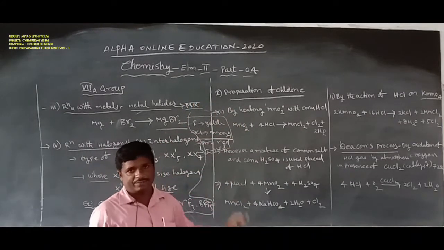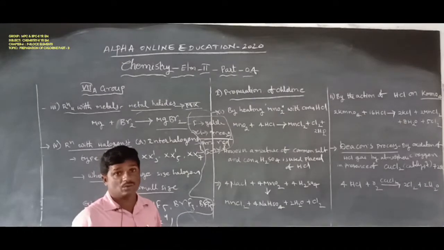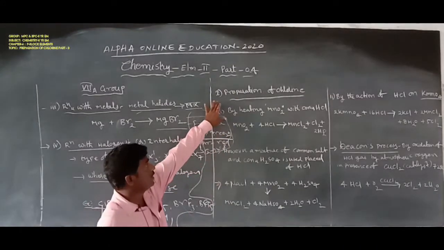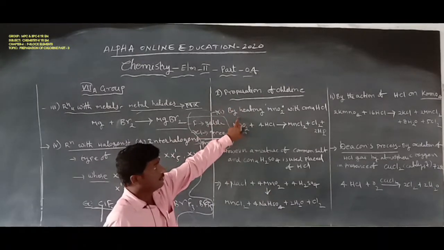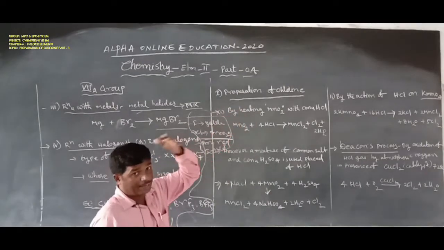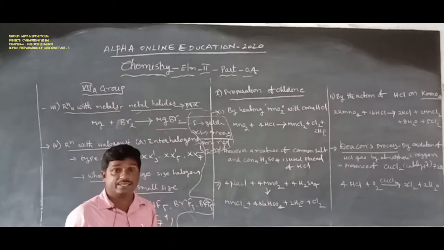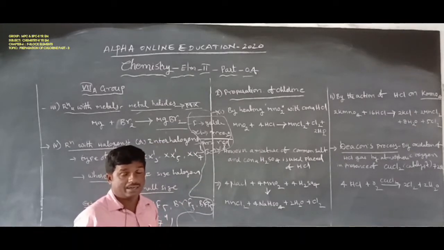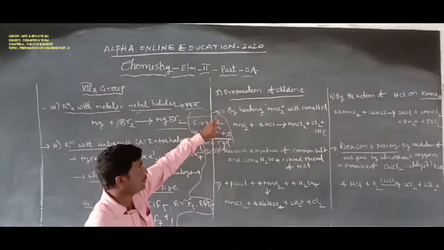Here is the very important preparation of chlorine, a 4 marks or 8 marks question. Scheele prepared it by the action of HCl with manganese dioxide. That is the first preparation.